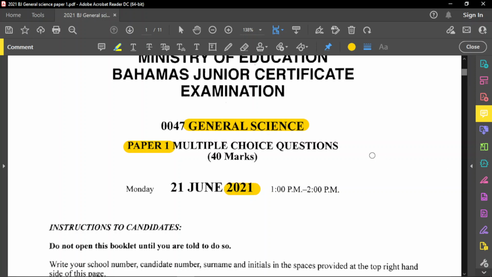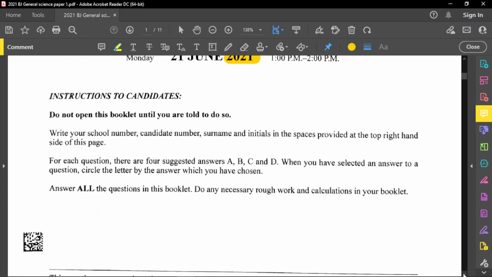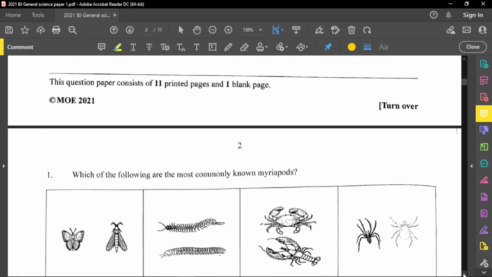Again, as a means of reminder, before you start the examinations, you should always read through the entire instructions. And if you have any questions, any queries at all, please clarify those with your examiner. All right, let's quickly dive into question number 1.